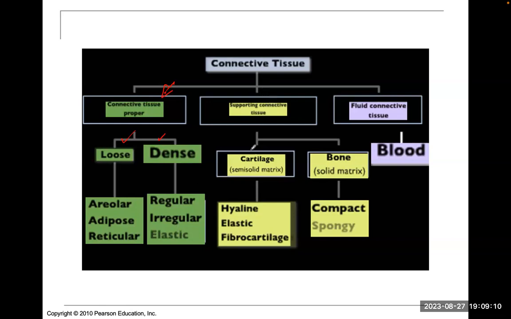Under supporting connective tissue, we have cartilage and bone. And on the cartilage, there's hyaline, elastic, and fibrocartilage. I want to focus on bone right now, and you're going to hear terms like compact and spongy bone. We're going to focus a little bit more on compact bone, okay? And then in another video, we'll focus on fluid connective tissue and discuss blood.